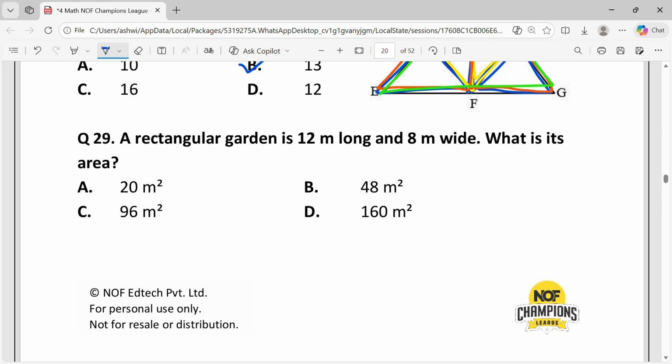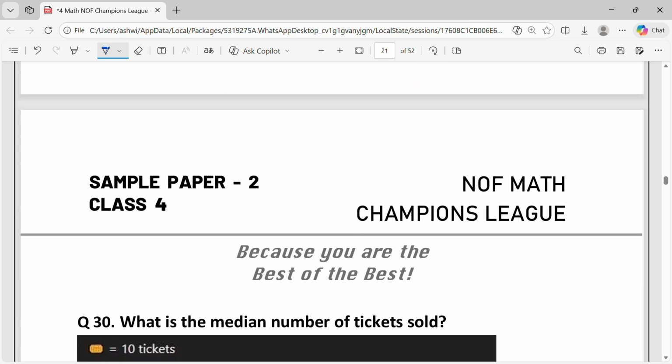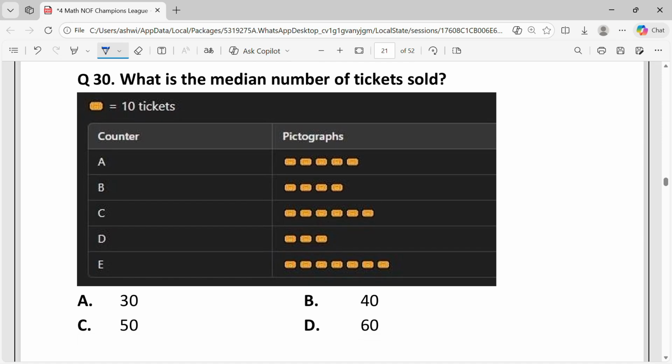Question 29. A rectangular garden is 12 meters long and 8 meters wide. What is its area? The area of a rectangular garden, that is a rectangle, is length into width. That is equal to 12 into 8, which is equal to 96. That is option C, 96 meters square. Question 30. What is the median number of tickets sold?